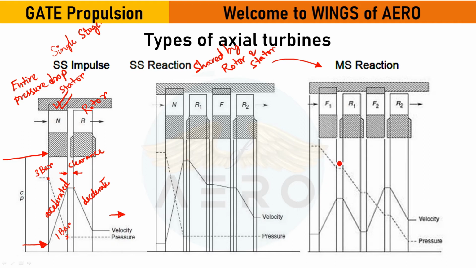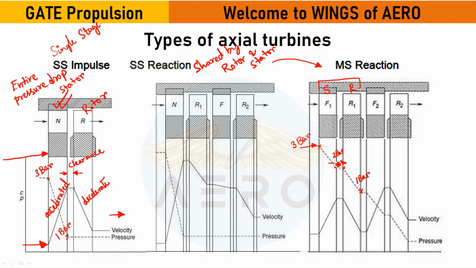So when it is entering into this stator, right? This is a stator and this is a rotor for the stage 1, right? So when it is entering, as I've taken, it is around 3 bar. Now across the stator it has been decreased to 2 bar. Now further when the flow moves to the rotor, again it is decreased to 1 bar.